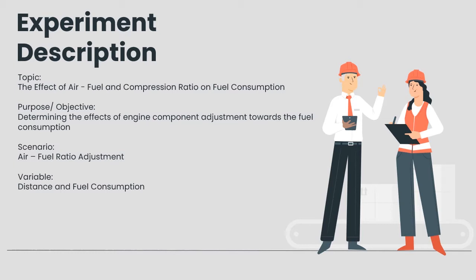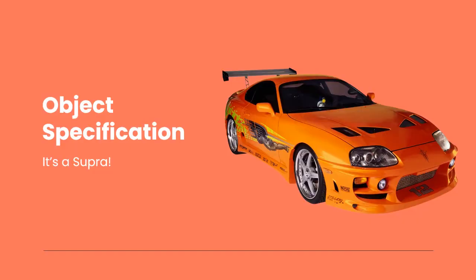Then, for the variable, data that would be gotten from this experiment are the distance and the fuel consumption. Before we jump into the experiment, let me present the essential information regarding the experiment. The first one is about the object specification.